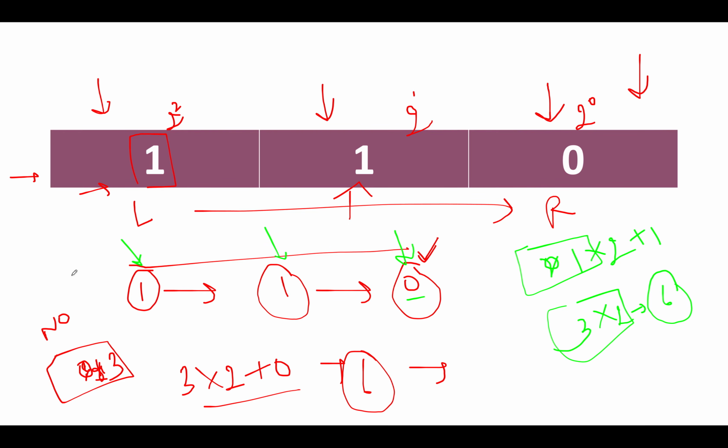The time complexity of this approach is order of n. The space complexity of this approach is constant space. We are not using anything extra here. So without much ado, let's quickly look at the coding section.